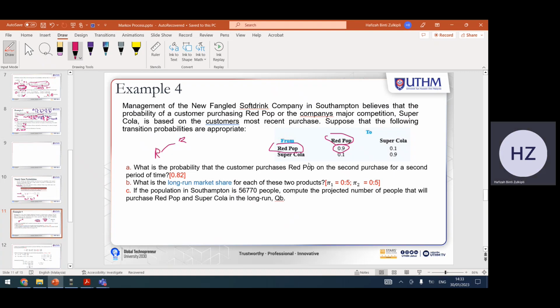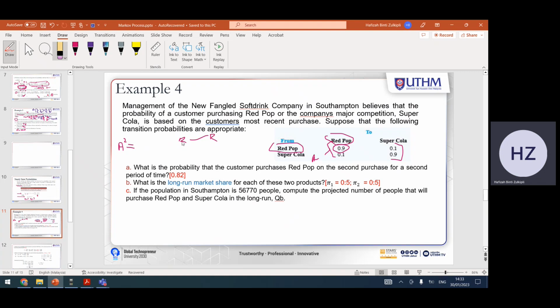Okay. So the second purchase is you purchase another time. So we have two transitions happening. So that is meant by the second period of time. So that means we need to have another matrix. Let's say this transition matrix here refers to A. So we need to find the A square, because it happened two times. So we need to find A square using your calculator.